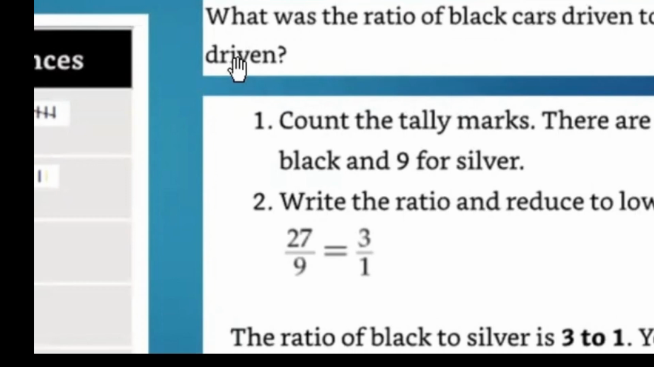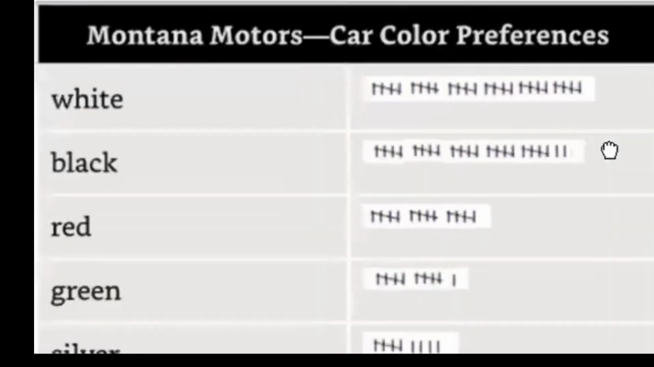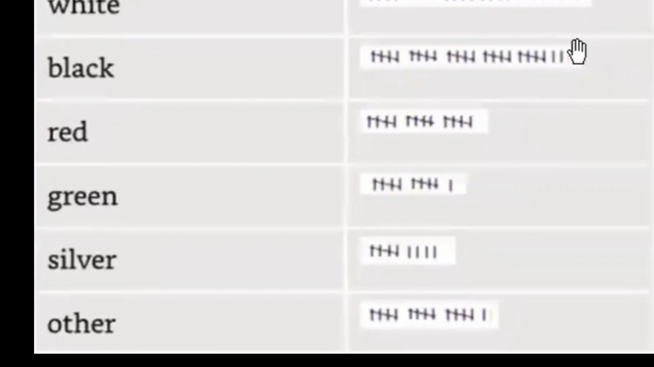And if you remember our lesson on ratio, whatever is mentioned before "to" is going to be your numerator, okay? So you want to pay attention to the order in which the information is mentioned. So black cars are mentioned first, right? So we're going to go back to our tally.